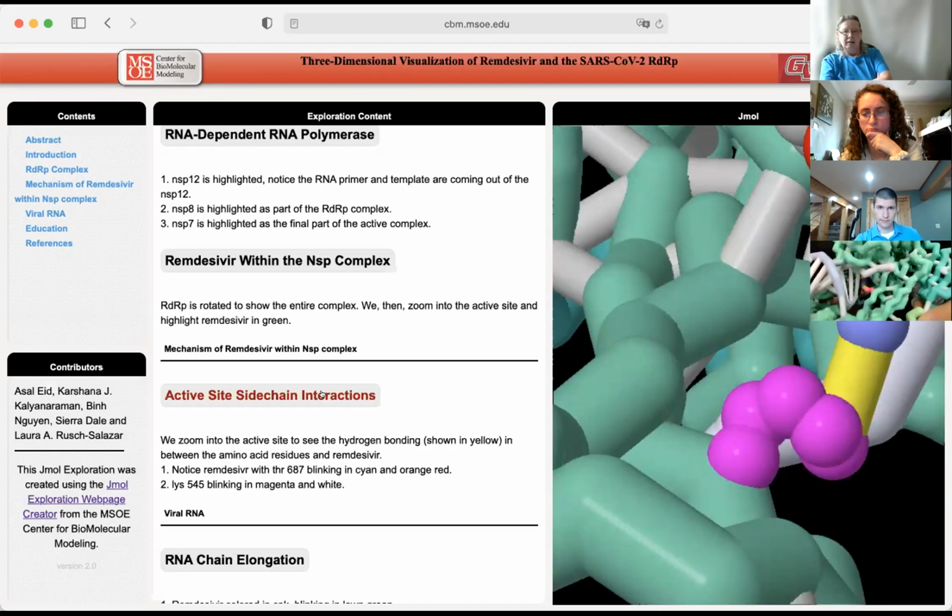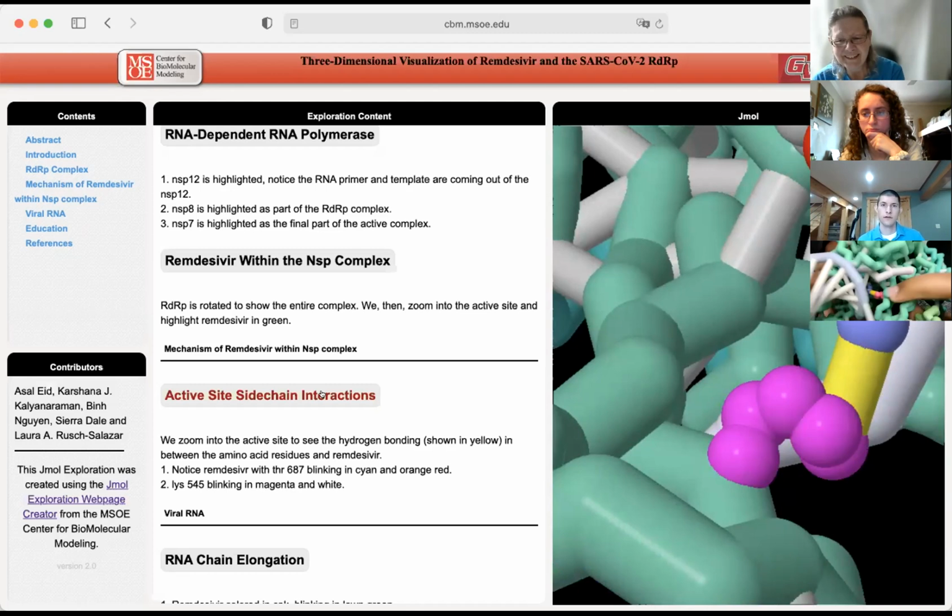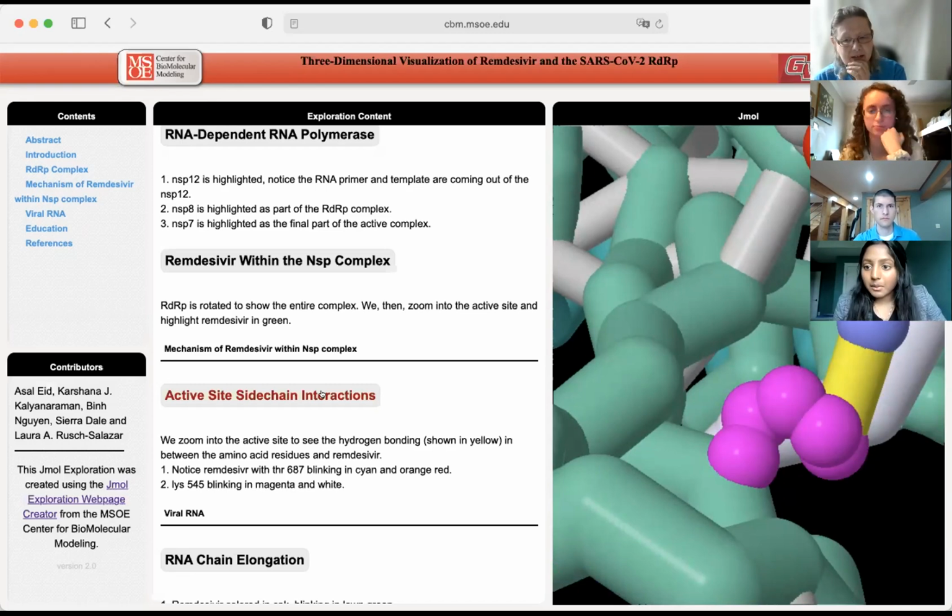You can kind of see it. It's very small, but you can see it right here, and then you can see it on the other side. And those are the active side chain interactions that we wanted to highlight in both of our models, and show how remdesivir was supposed to be a potential therapeutic drug.